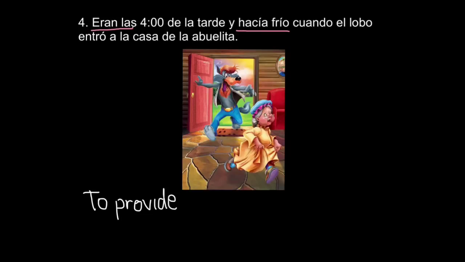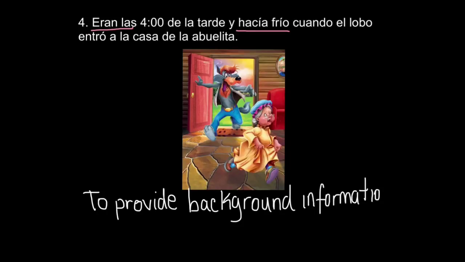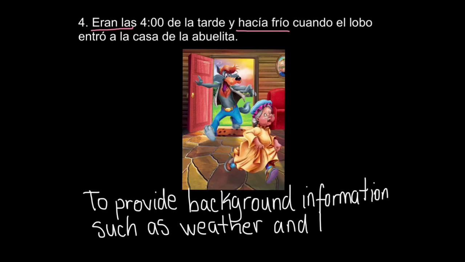Our last use: eran las 4 de la tarde y hacía frío cuando el lobo entró a la casa de la abuelita. So when we provide background information, such as weather or time, we use the imperfect tense. Basically, any extra description or detail in the story.